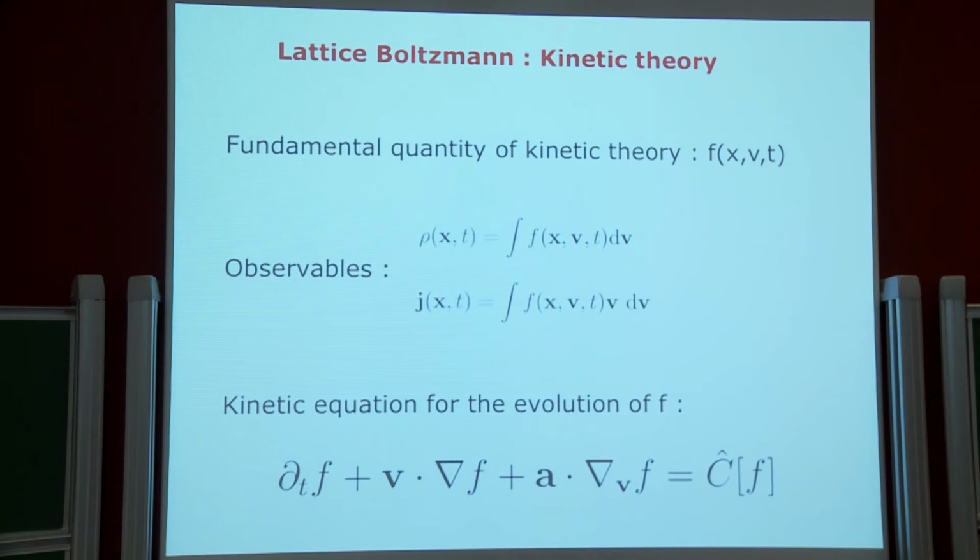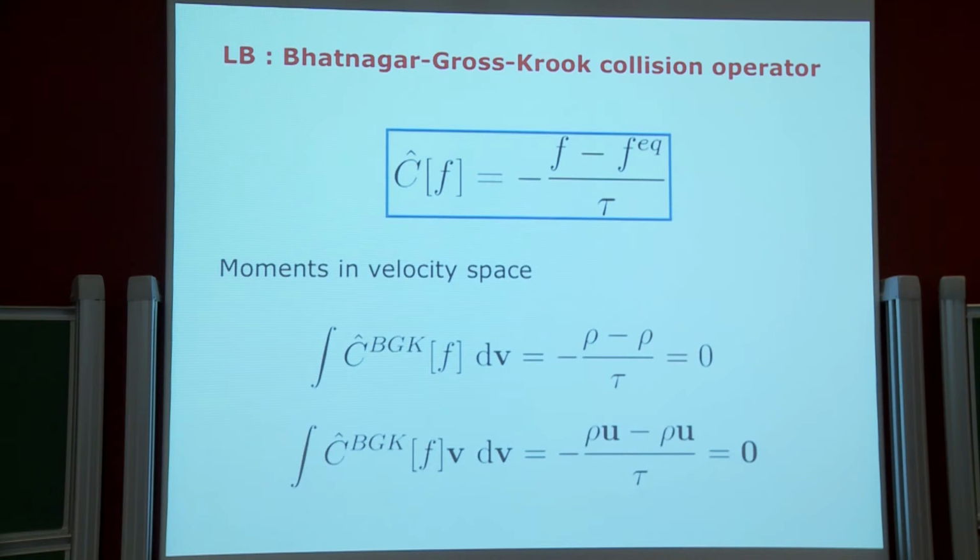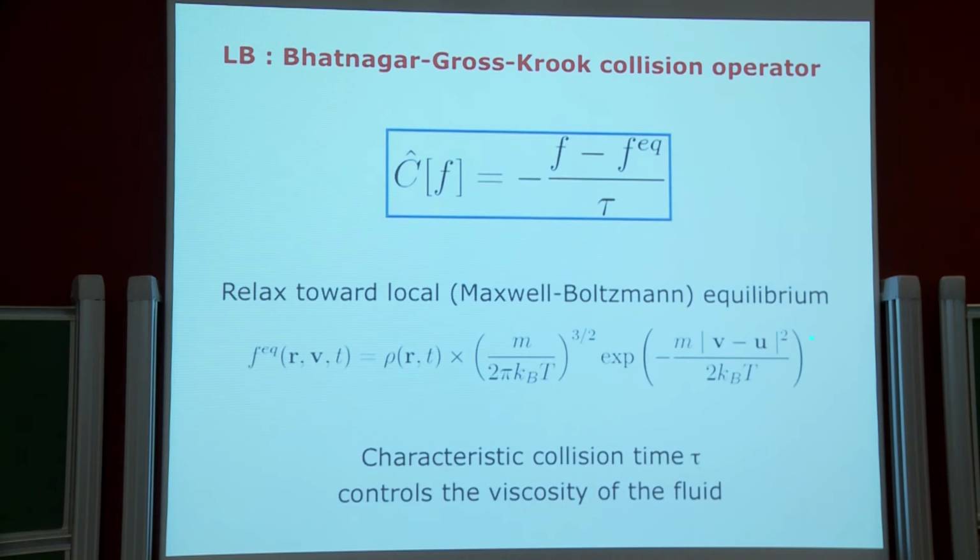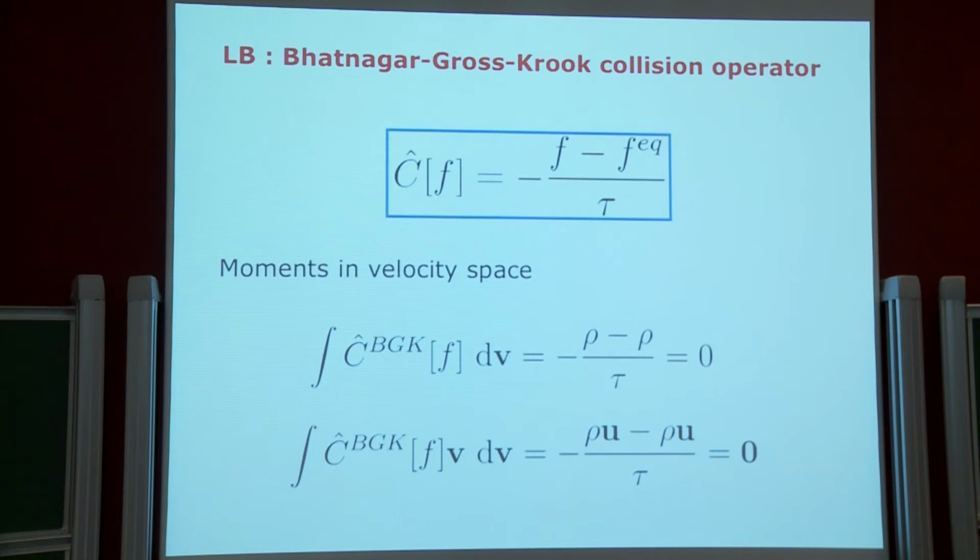You will see that by doing so, you need to compute the moment in velocity space of the collision operator. And for the BGK operator, it's very simple, because if you integrate f over all velocities, you get the density. But if you take the integral over all velocities of this equilibrium distribution, you also get the density. So the zeroth order moment of the collision kernel is simply equal to 0.